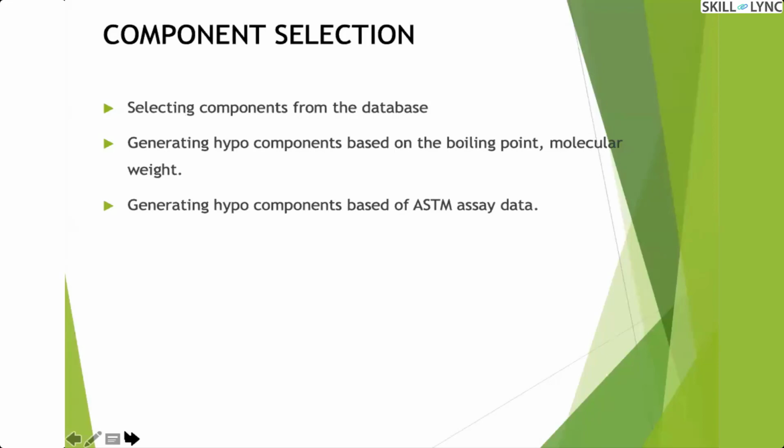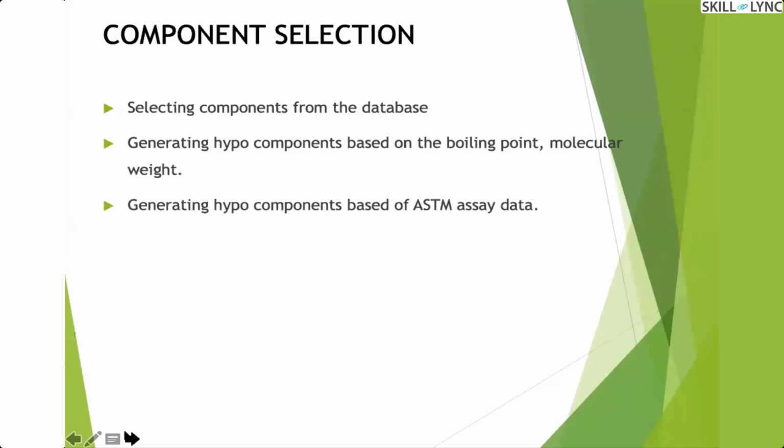In that way, you will generate a table with the boiling point in one column and the percentage vaporized in the other. When you have such data, you can feed it in. That is based on specific testing methods: ASTM D86 is for atmospheric distillation, and ASTM D1160 is for vacuum distillation. Using those testing methods, you can determine the percentage vaporized, and using that value, you can generate a set of hypo components in the simulation. That will represent your oil.